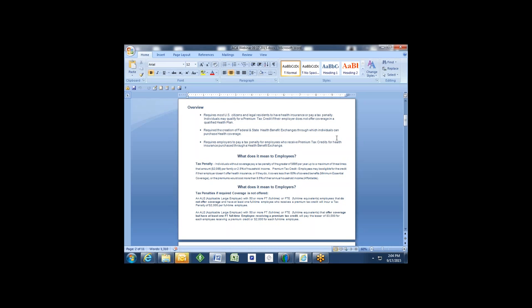There's going to be two types of penalties that the IRS is going to impose on the employers. Basically, there's a no coverage penalty if we're not offering coverage to employees. And then there's also going to be an affordability penalty, which means that they offered the coverage, but it was not considered to be affordable to the employee. So they will also give a penalty for that.